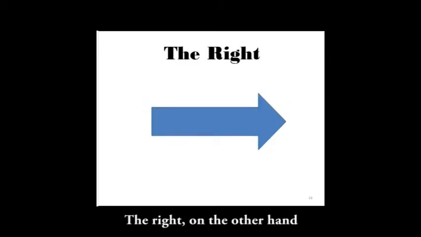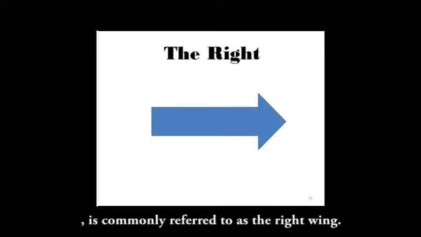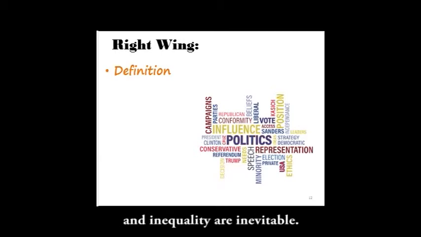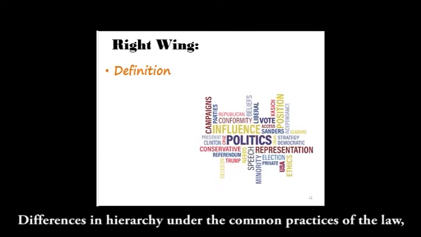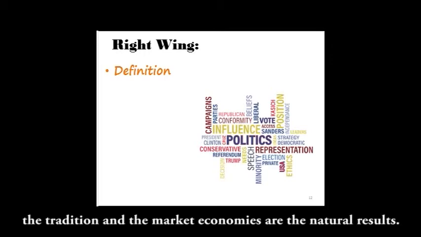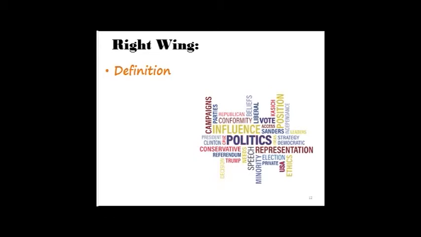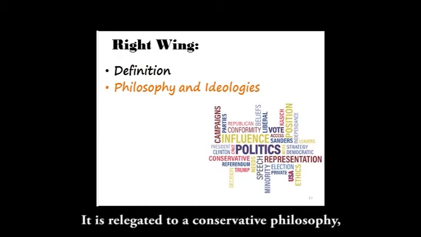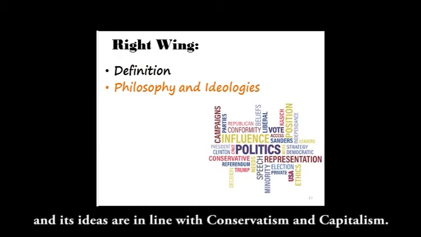The right, on the other hand, is commonly referred to as the right wing. Right-wing politics believe that social classism and inequality are inevitable. Differences in hierarchy under the common practices of the law, the tradition, and the market economies are the natural results. It is relegated to a conservative philosophy, and its ideas are in line with conservatism and capitalism.